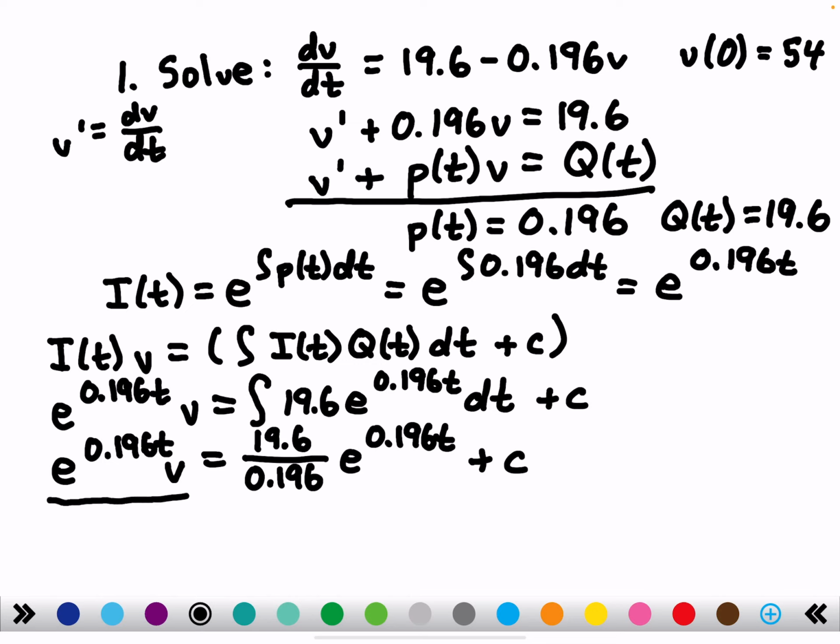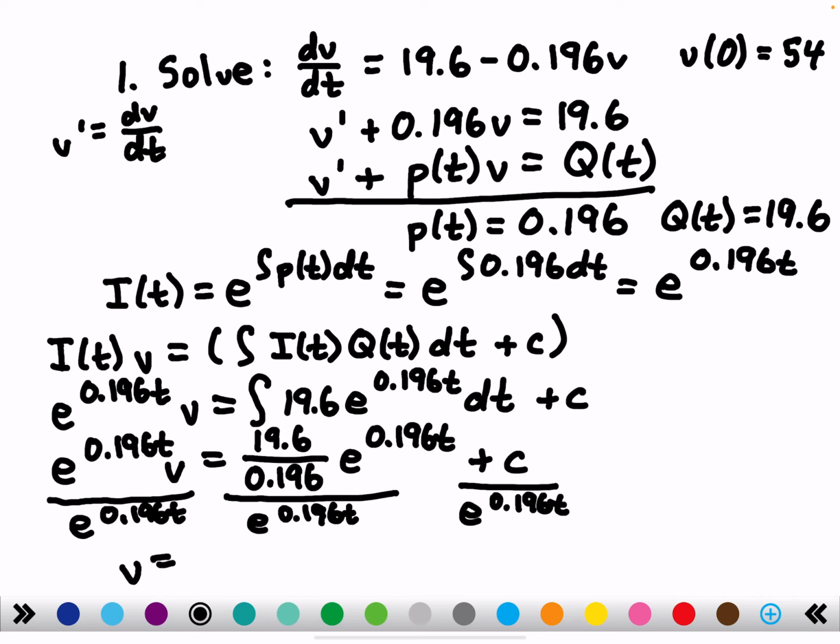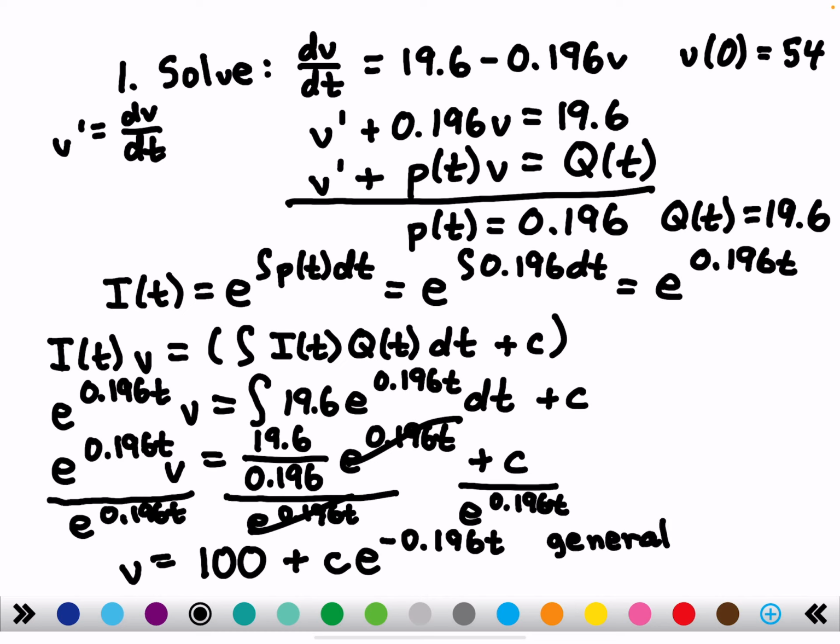And we'll go ahead and divide all terms by e to the 0.196 t. And this will give us v equals, so those cancel, 19.6 divided by 0.196 is 100, plus C e to the negative 0.196 t. And this is our general solution.